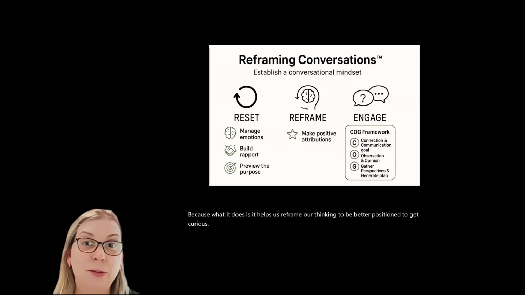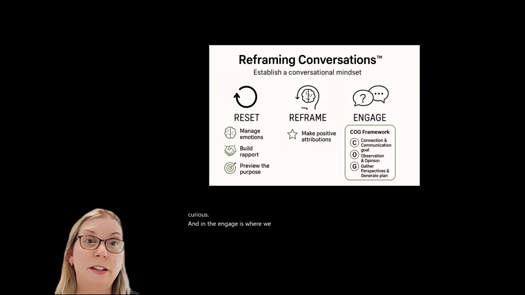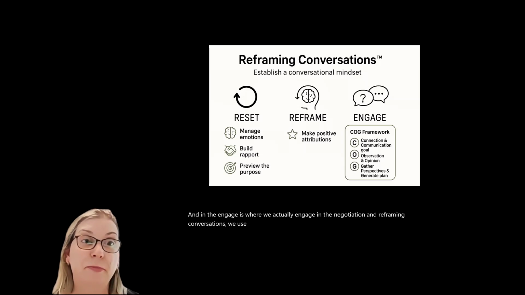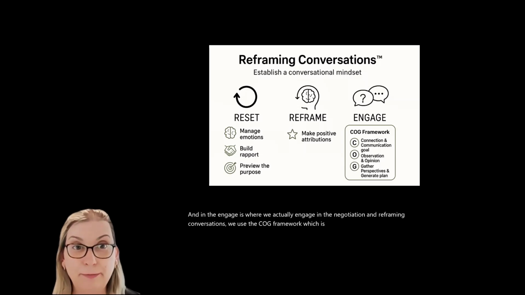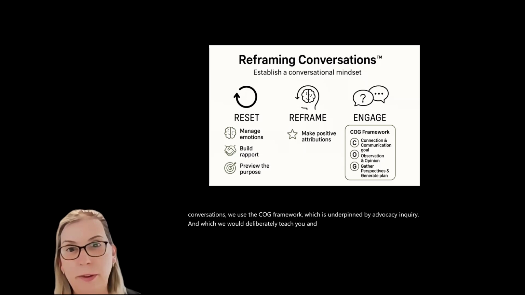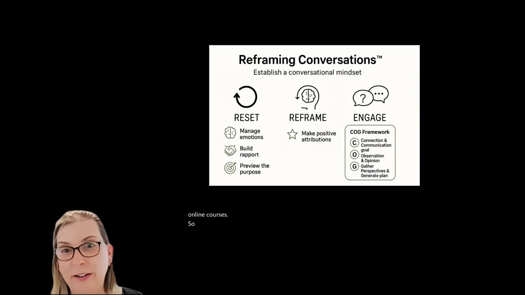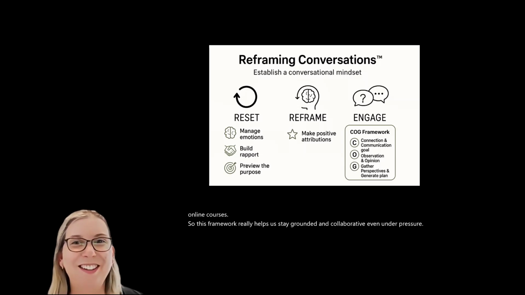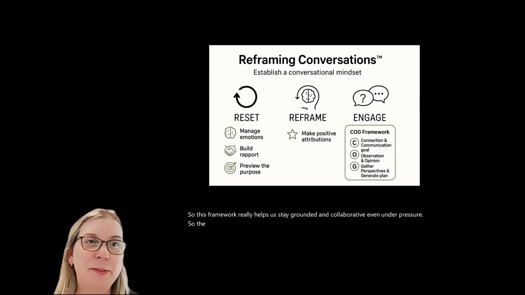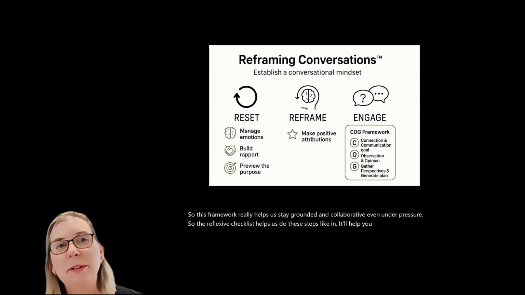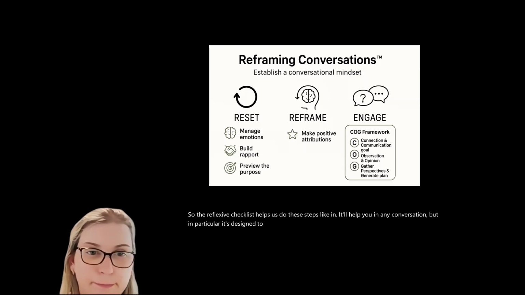And the engage phase is where we actually engage in the negotiation. At Reframing Conversations, we use the COG framework, which is underpinned by advocacy inquiry, and which we would deliberately teach you and give you feedback on in our in-person and online courses. This framework really helps us stay grounded and collaborative, even under pressure. So the reflexive checklist helps us do these steps. It'll help you in any conversation, but in particular is designed to get better at this.